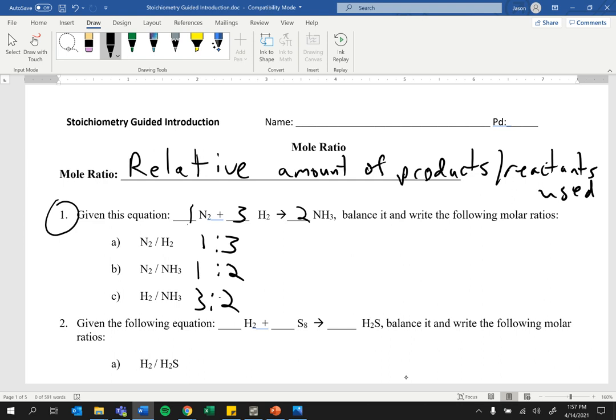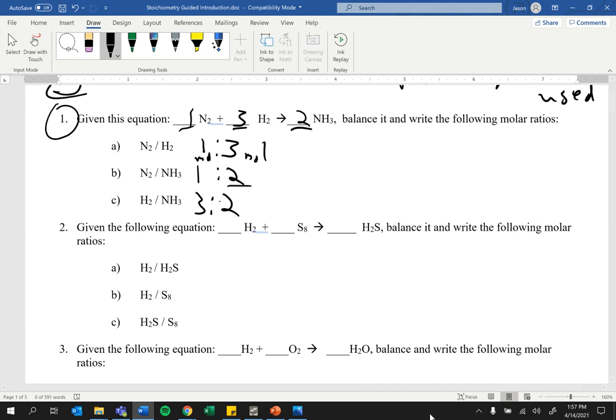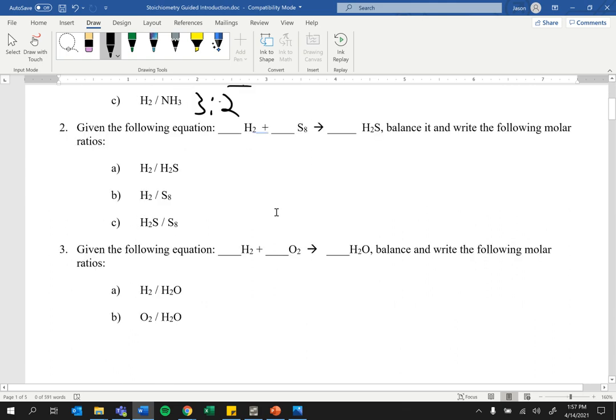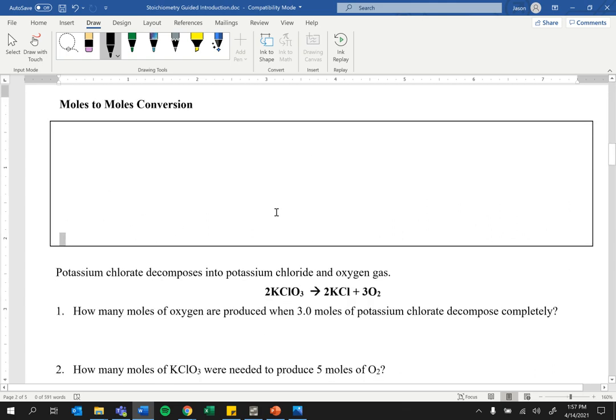In other words, I use the coefficients, these numbers that I used when balancing the equation, that tells me the relative amount of the products and reactants used. And it's called a mole ratio because this relative amount is always discussed in moles. If I have 1 mole of N2, I need 3 moles of H2. If I have 1 mole of N2, I produce 2 moles of NH3. So these ratios are always talking about a relative amount of moles in a reaction. And that makes sense because moles is just a number of items.